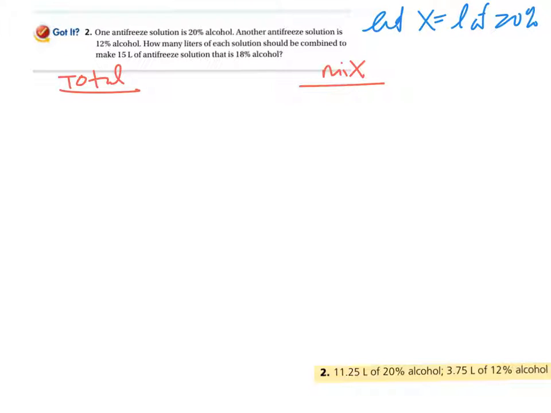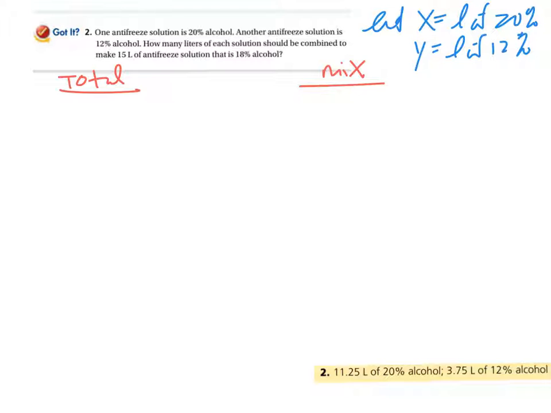Two types of problems we had. We said we have a total equation and then a mixture equation. So we're going to write both of those. We're going to write a total equation and a mixture equation. Total equation. Oh, by the way, we need to write ourselves some let statements. So let X equal liters of 20% and Y equal liters of 12%.